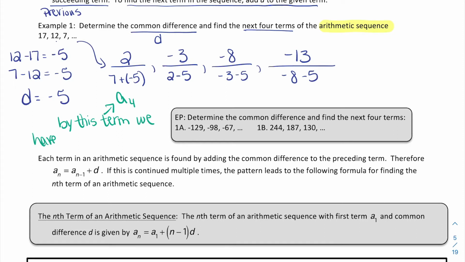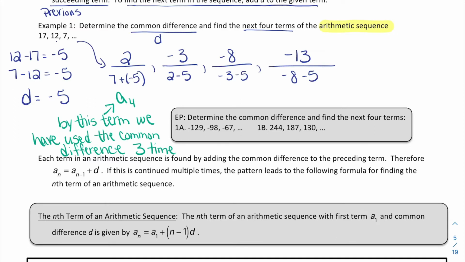we have, well, we're always adding, but we can say this. We have used the common difference d how many times? Well, from 17 to 12, that was 1. 12 to 7, that was 2. And 7 to 2, that was 3.